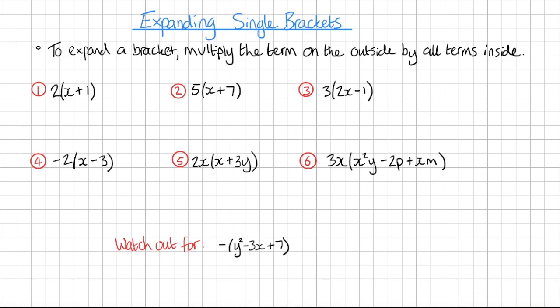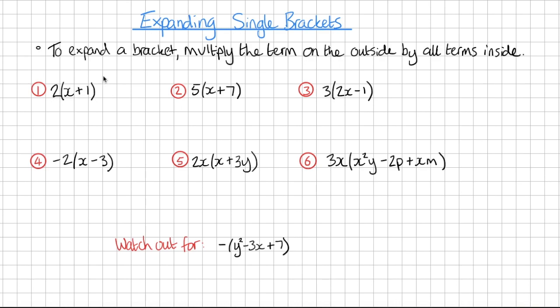Remember, in algebra, we hardly ever write the multiplication sign, if at all. So when a number or a term is in front of the bracket, it means multiply, but we don't write the multiplication sign. So the 2 in the first example, 2 brackets, means 2 multiplied by what is inside the brackets. So we need to do 2 multiplied by x, and we need to do 2 multiplied by 1.